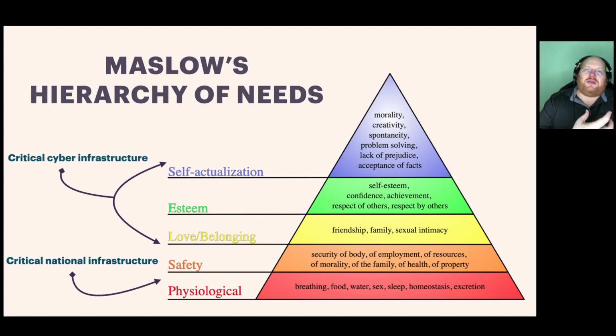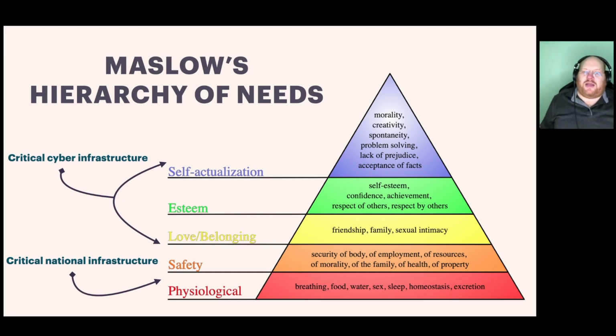One way we can explore this is by looking at Maslow's hierarchy of needs. At the bottom you've got the physiological and safety requirements. That's where national infrastructure comes in, right? It's absolutely critical. Yes, you need to breathe air, you need food, you need to be warm, you need water, you need to sleep, all this stuff. But if you're just living at that level, it's not really living, right? It's not what we would aspire to.